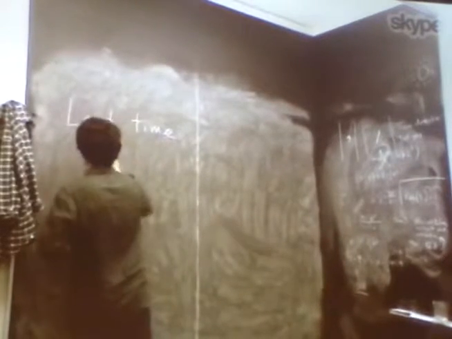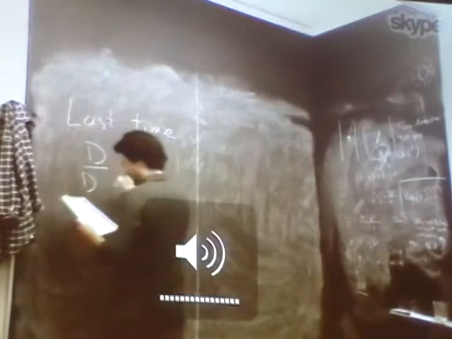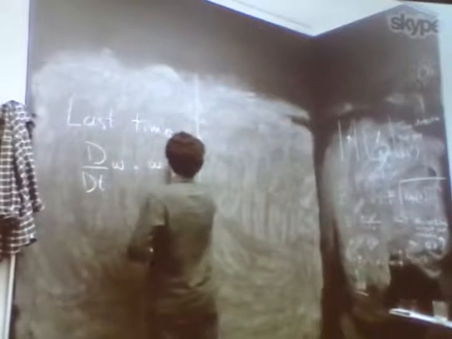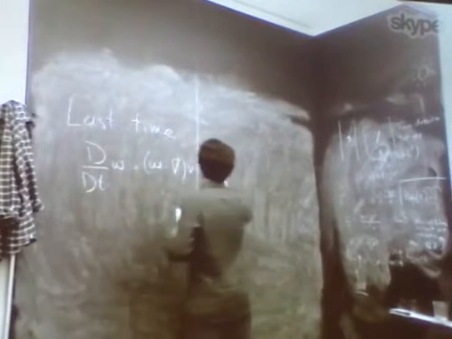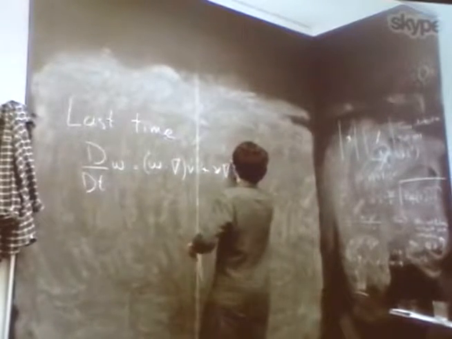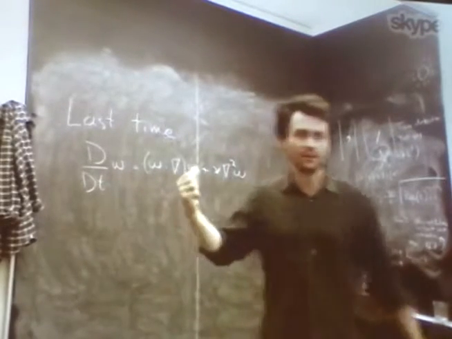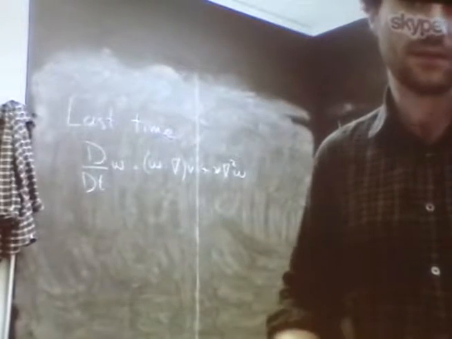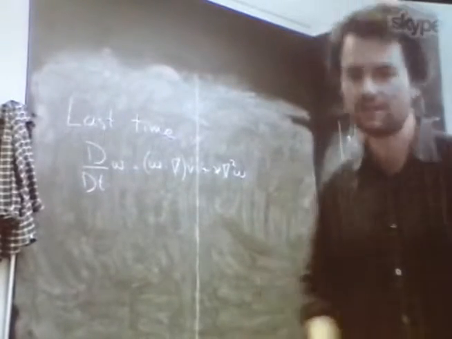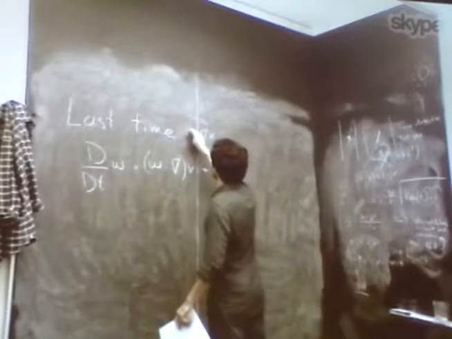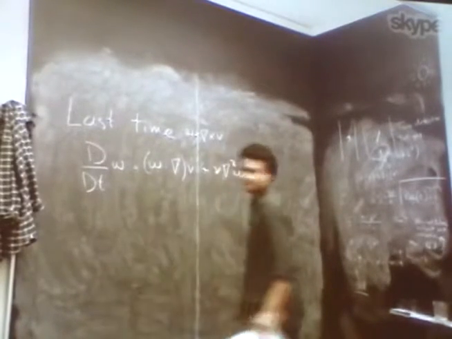Okay. So last time, the main thing we did was to write down an equation for the evolution of vorticity. We wrote down an equation for the evolution of vorticity in a fluid, where vorticity is the curl of the velocity field.